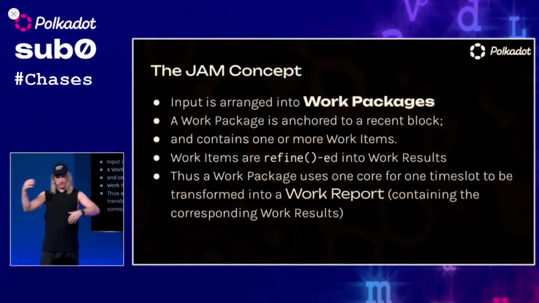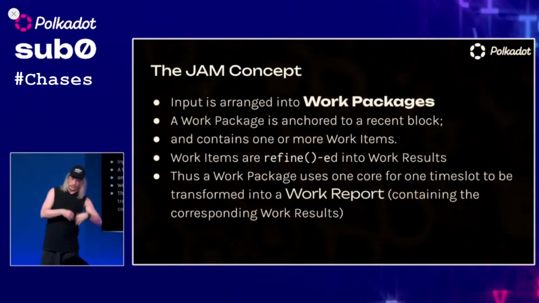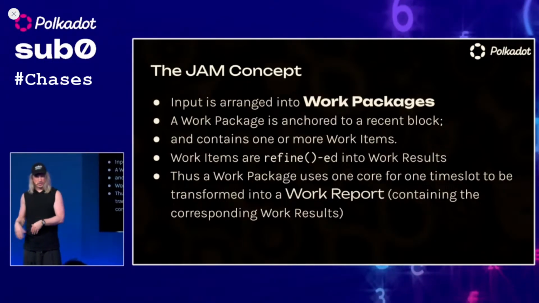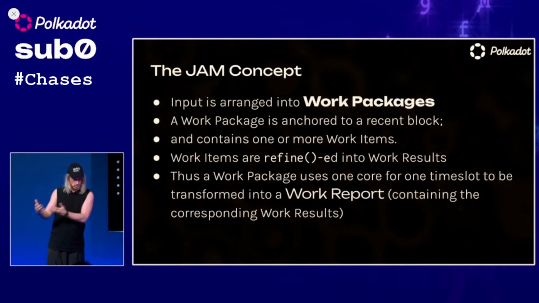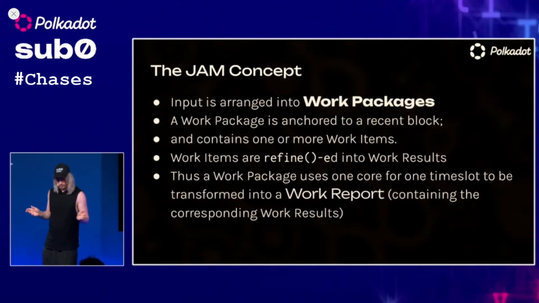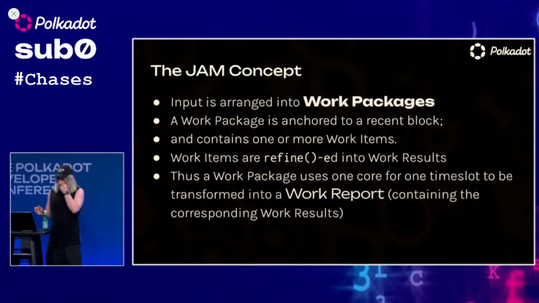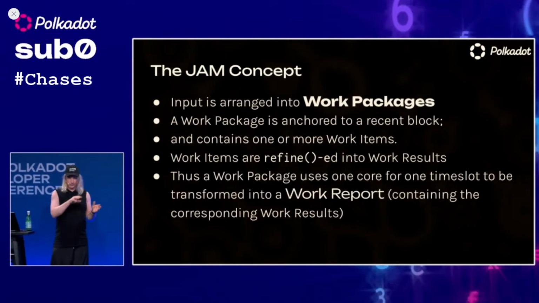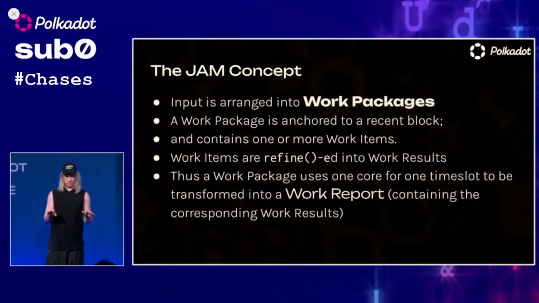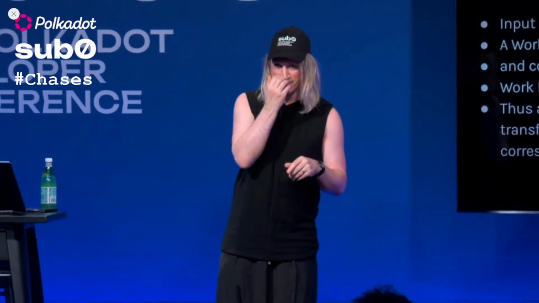So work items are refined into work results, and therefore a work package, which contains many work items, is effectively refined into a work report, which is the corresponding results of several items. A work package can be assigned. It uses 1 core for 1 time slot, always. 1 core on the JAM machine, for 1 time slot, one 6-second period of time.